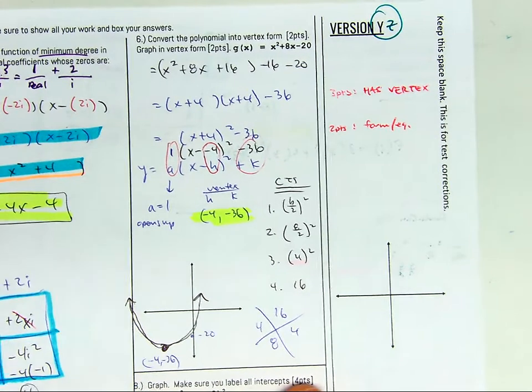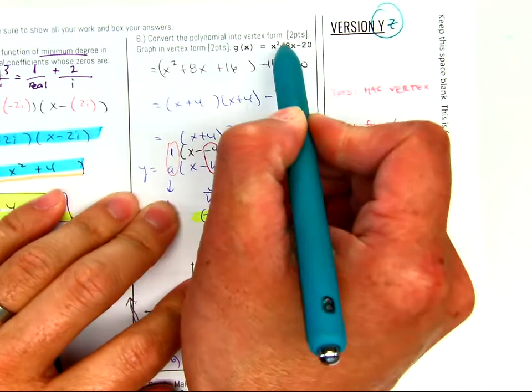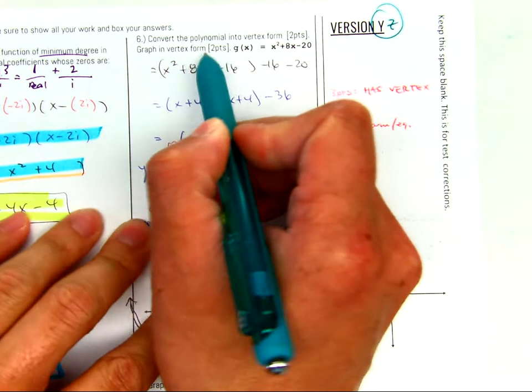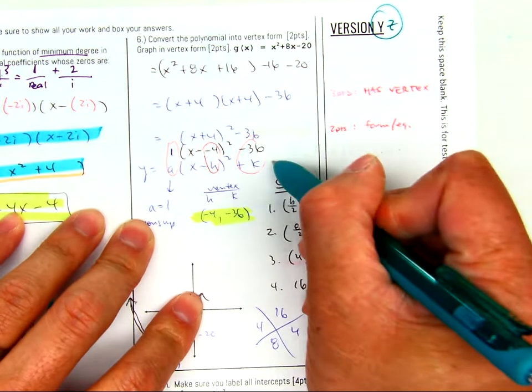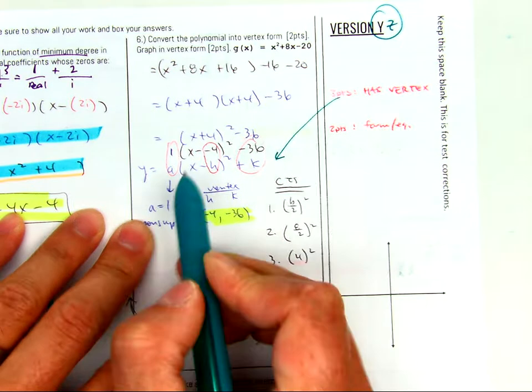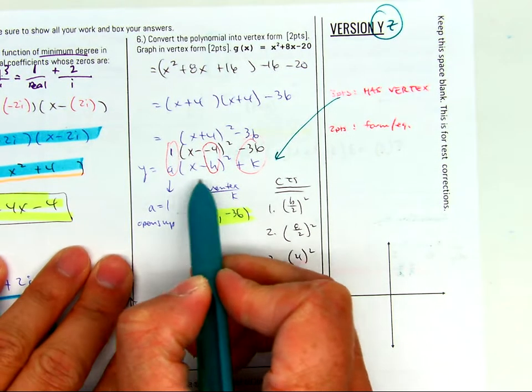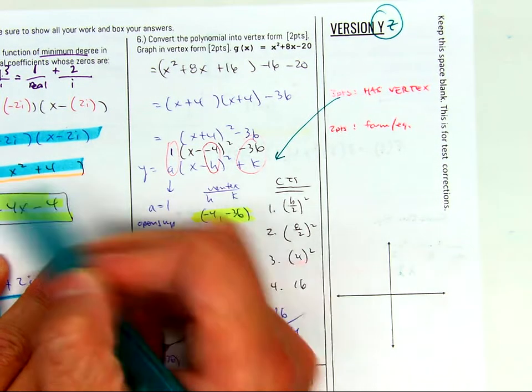Question number 6: convert the polynomial into vertex form and graph it. Well, what is vertex form? Vertex form is y equals a times x minus h squared plus k. If you have that and the rest of it is wrong, you got 2 points.